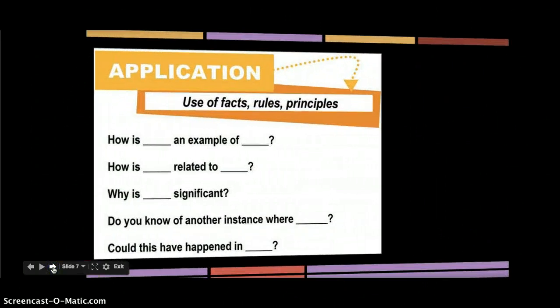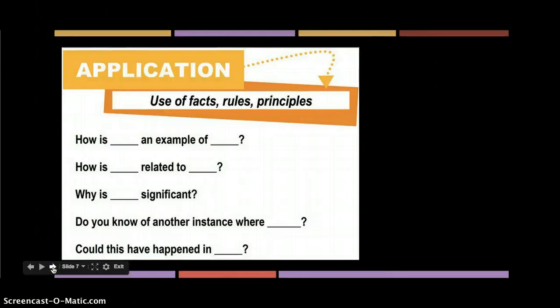Apply. Now, this usually comes from informational texts. And also in mathematics class, you can use the applications of the equations, the principles, so forth.